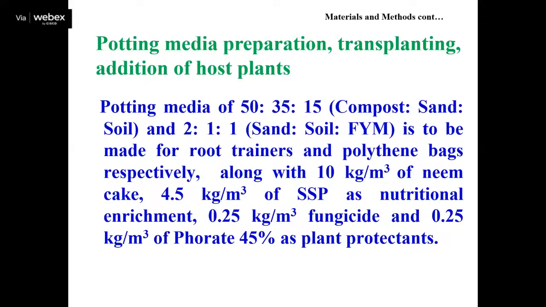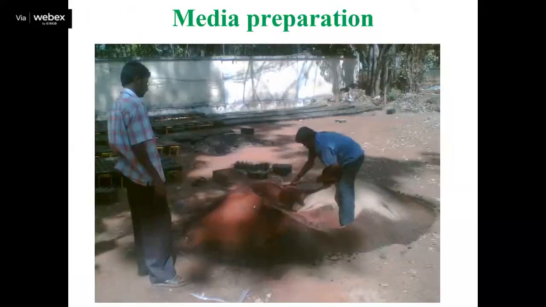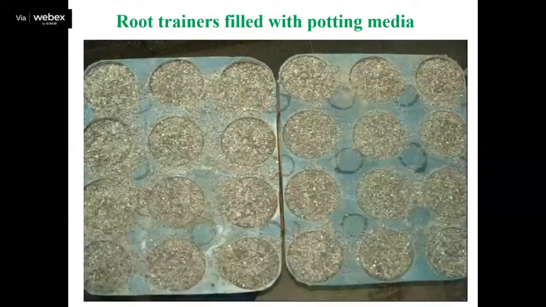along with 10 kg of neem cake per cubic meter of the mixture, and 4.5 kilograms of single super phosphate as nutritional enrichment in the polythene bag. Fungicide and phorate are mixed in the soil mixture as a protectant. We can avoid it if it is not required, but using phorate will avoid infection by pests and nematodes. This is how the soil mixture is prepared, with sand, soil, compost, and charcoal is optional. Once all these are mixed uniformly, they will be used for transplanting into the root trainers and polythene bags. In root trainers, we use the compost, soil, and sand mixture.